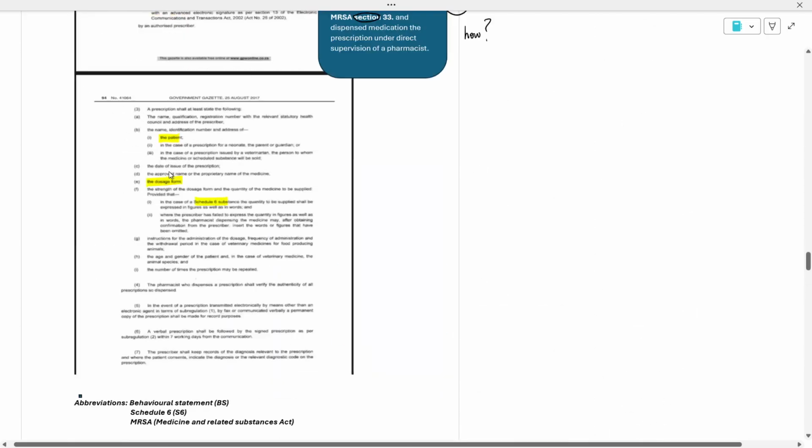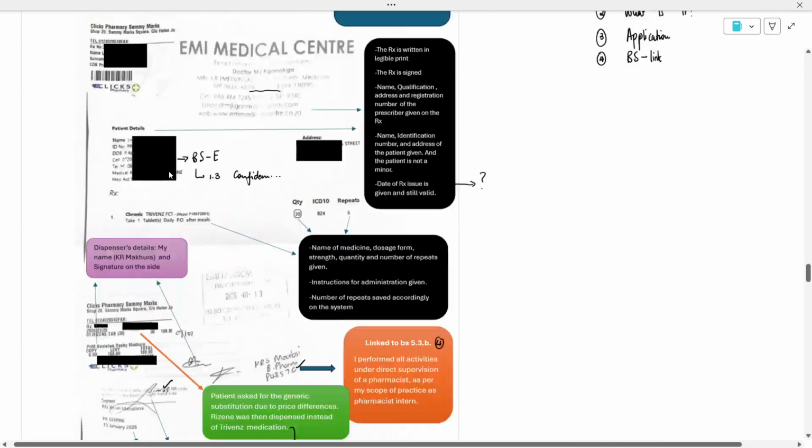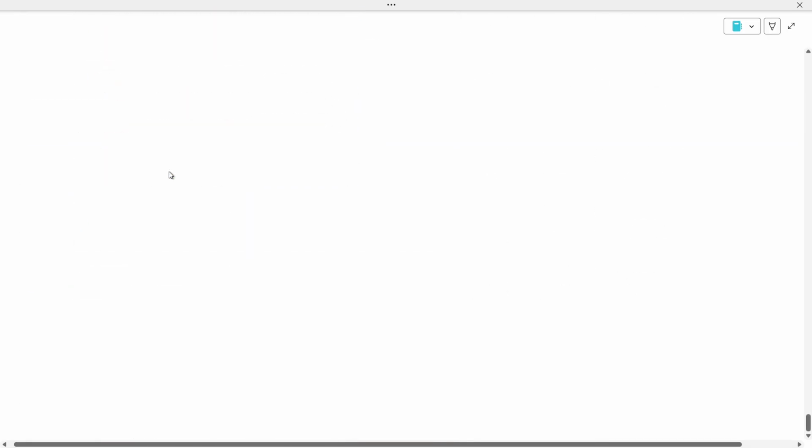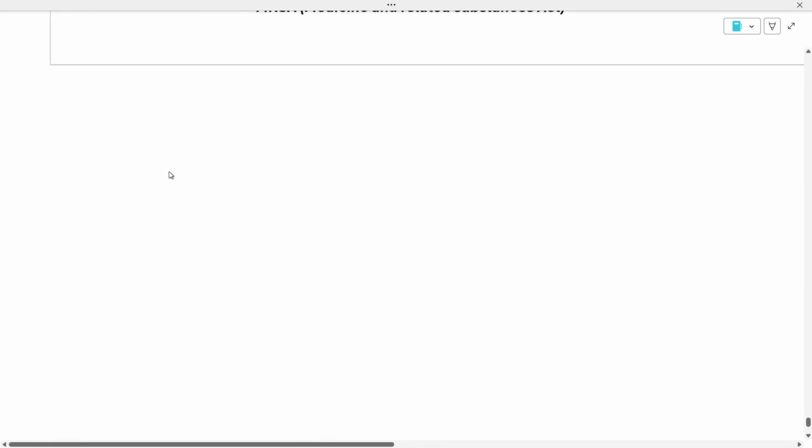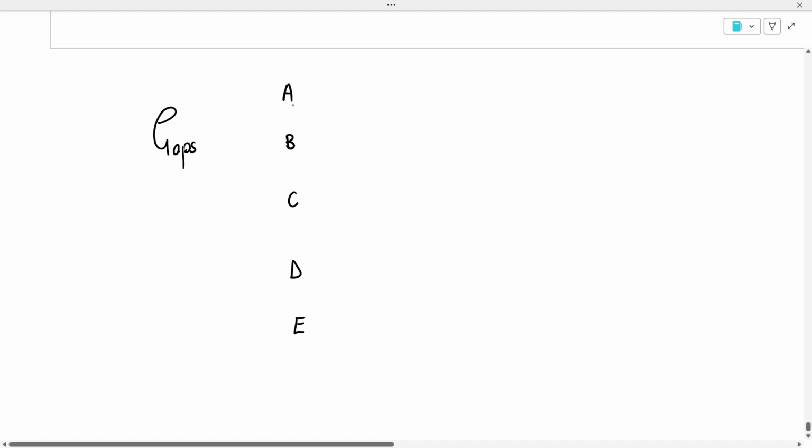Now we get a problem here. Then we go to what the problem is. We're talking about, identify, I will say gaps so that you know, in the behavioral statements B, C, D, and E. In behavioral statement A, I saw that you included regulation 33 of the Medicines Act. So let's go back here.